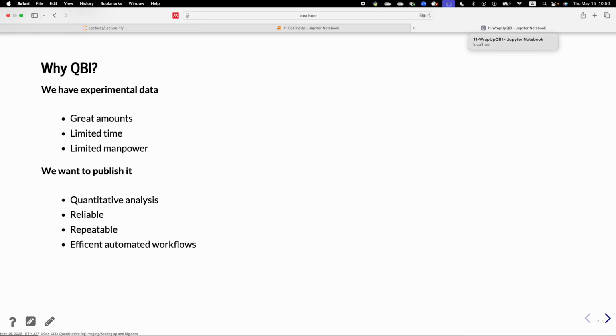So in principle, why we do quantitative big imaging is that we have some experimental data, and of course we have a lot of data and limited time, and also limited manpower, and sometimes even limited computational resources. And of course, we want to publish it. We want to have it in our master thesis, PhD thesis, or getting it out in publications. And therefore, we want quantitative analysis. We want it to be reliable and repeatable, and ideally also have automated, efficient workflows to work with it.